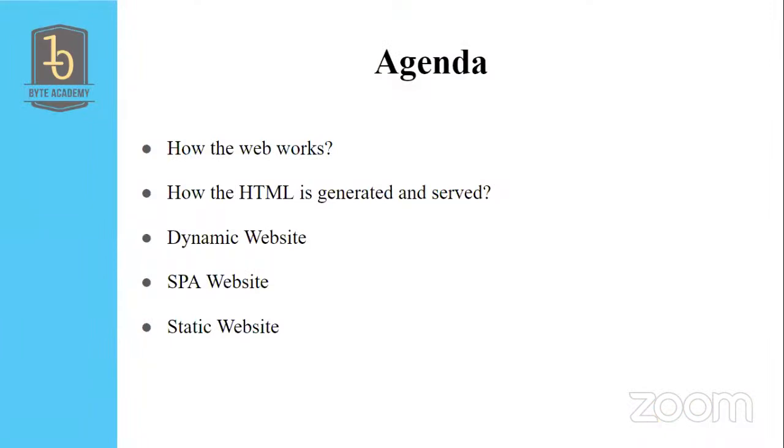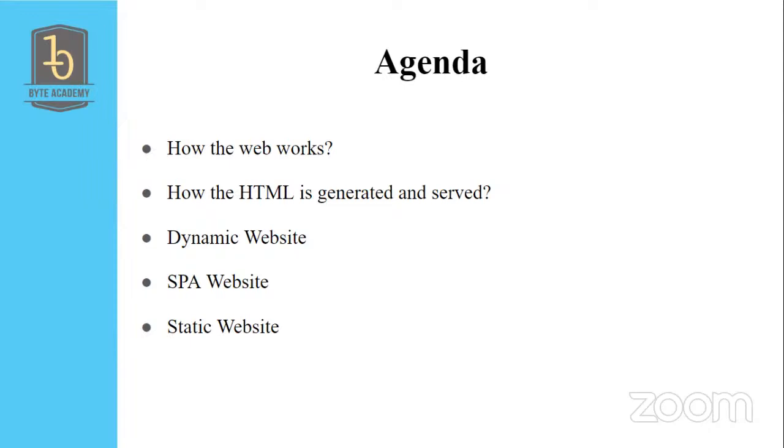First, it is how the web works. Before we even get started with these things, we first need to understand a little bit about how the web works for the absolute beginners, right? Then how the HTML is generated and served. Over here, we will come to know why these three separations even came into the picture. Why there is a static website, dynamic website, and SPA website, right? Where they came from, okay?